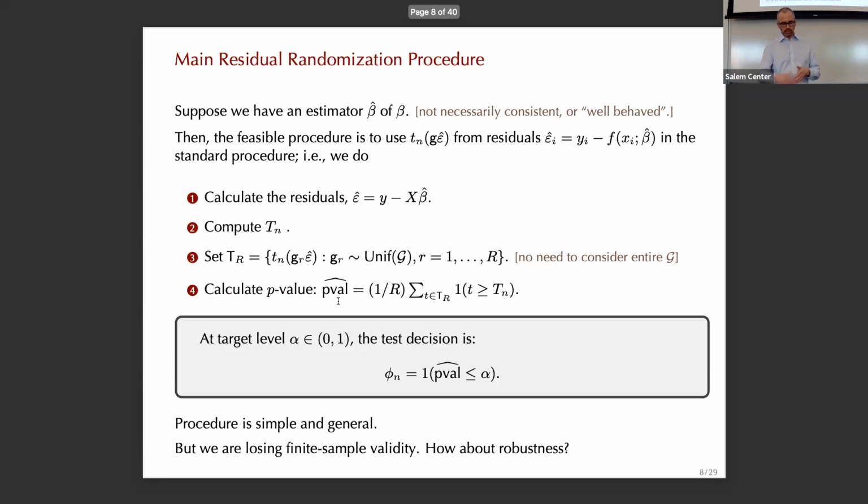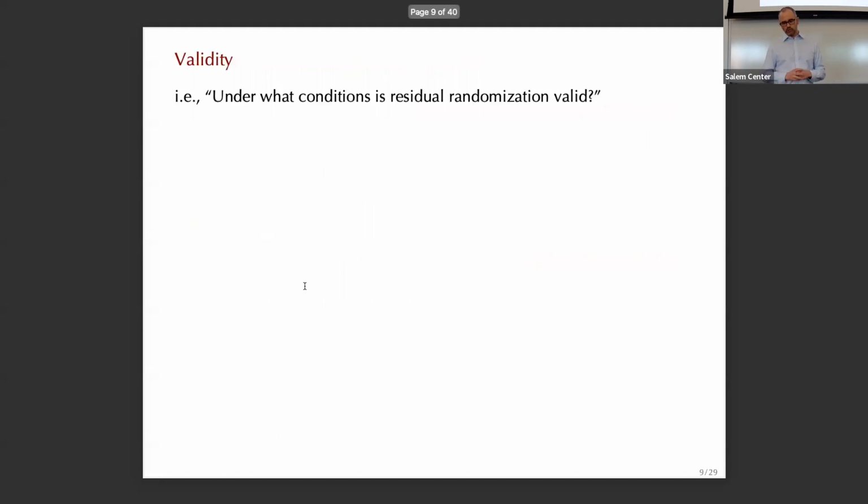So the question is, we're losing finite sample validity, but what can we still hope for? Can we hope for asymptotic validity? That's one. Or can we hope for robustness? That's another one. Because remember, the original test has nice robustness properties. If I plug in residuals, does it still have nice robustness properties? This is part of my theoretical investigation here. That's coming up.